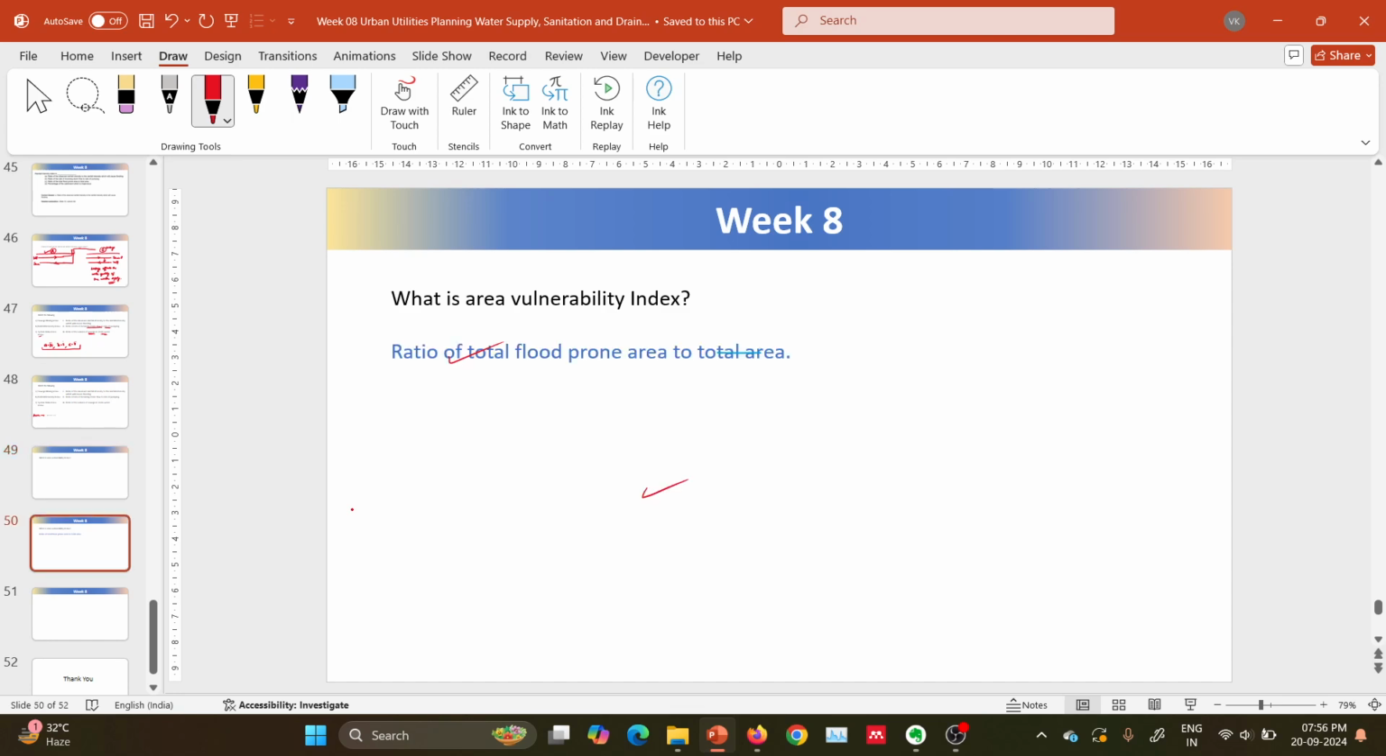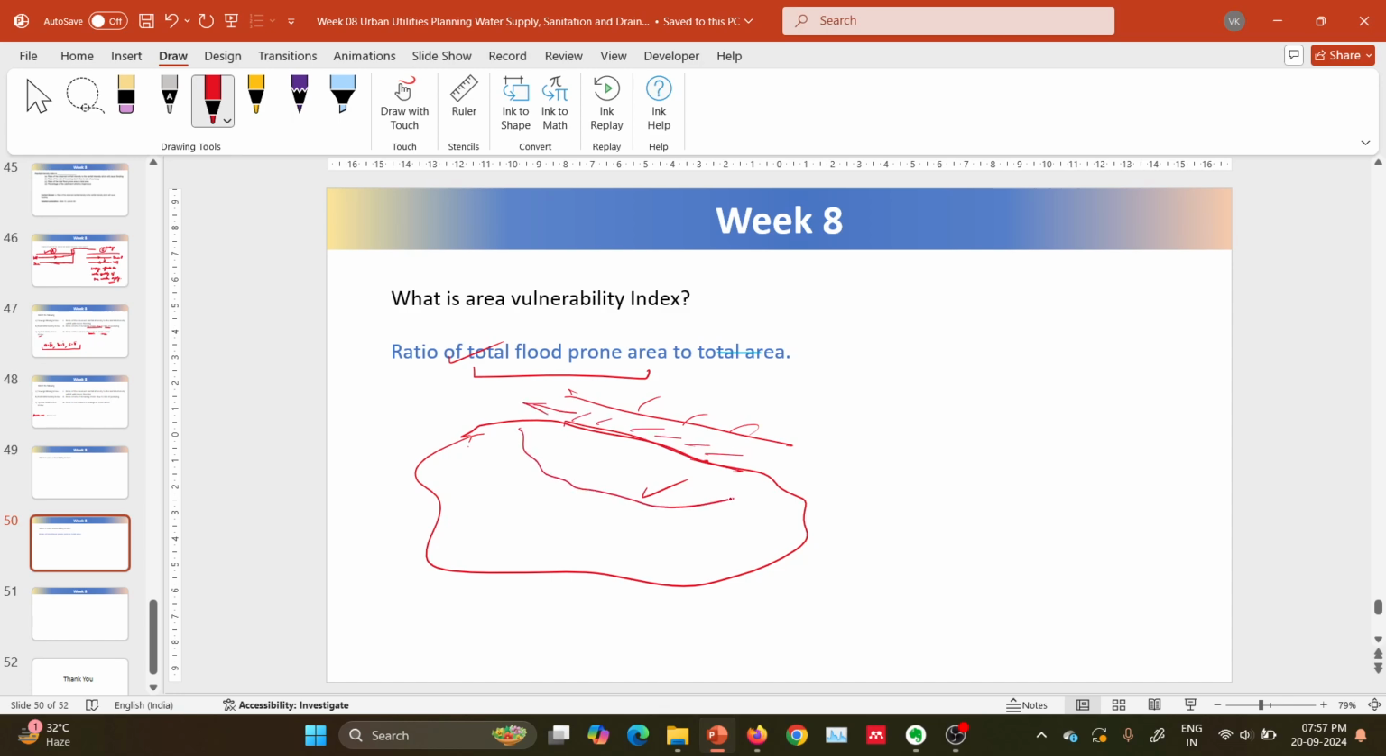Area vulnerability index. This is the total flood prone area to the total area. Let's take this is the total area, and this area is near the river. This area is the flood prone area, and this is the total area we are assuming for a watershed. This area divided by the total area, that is B, the flood prone area to the total area, is called the vulnerability index.